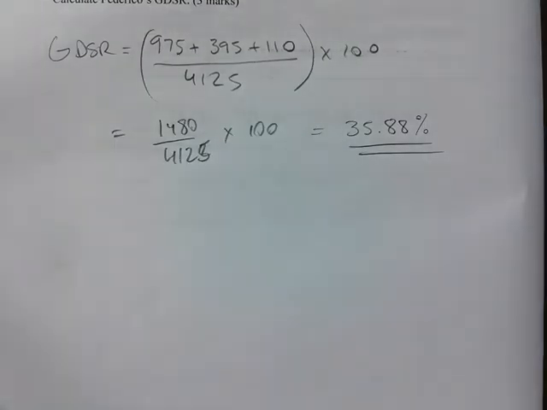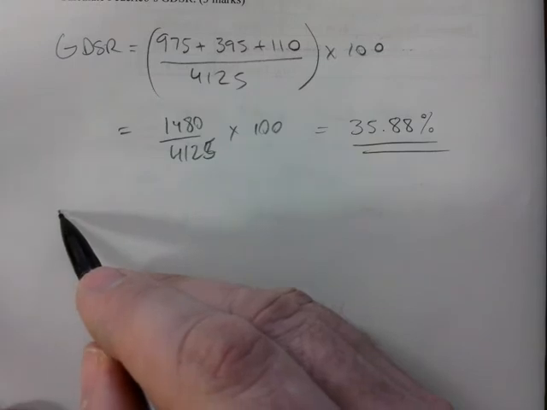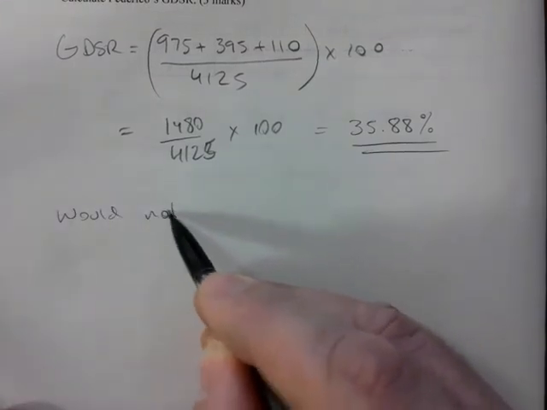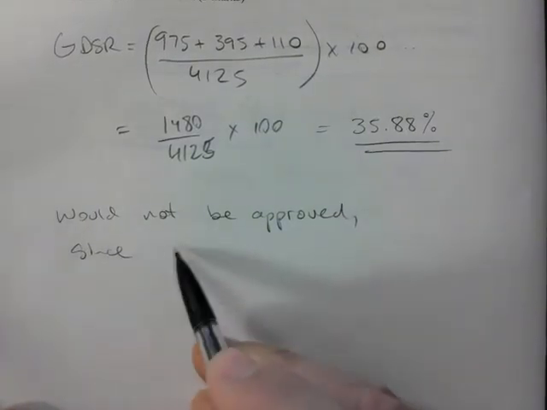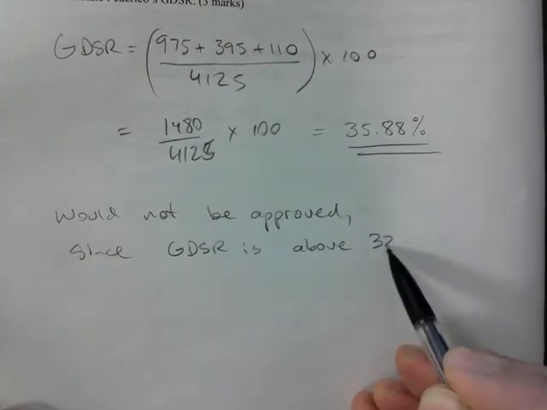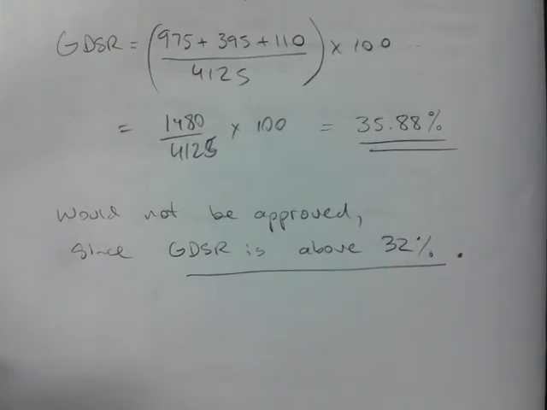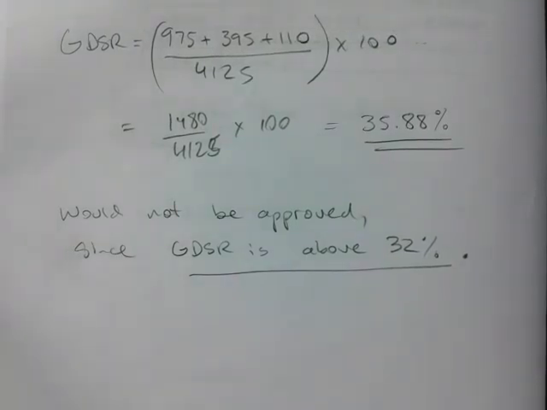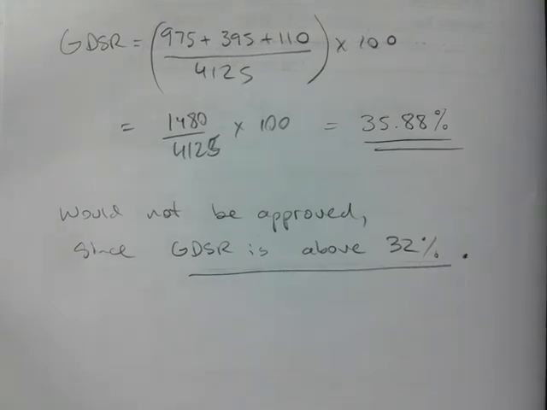I encourage you to practice those, right? Just go find GDSR in your booklet. And if they ask, right, would not be approved, comma, since GDSR is above 32%. You have to mention why you would not be approved. Don't say, oh no, it's too much money, I don't think so. It doesn't count. You have to make reference to this fact here. Okay.